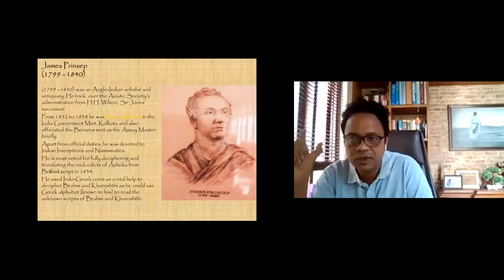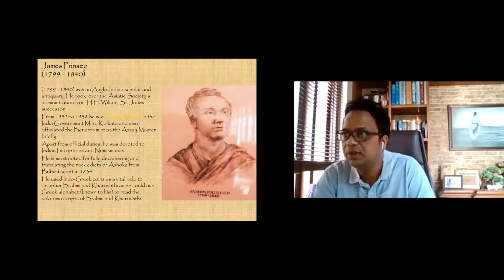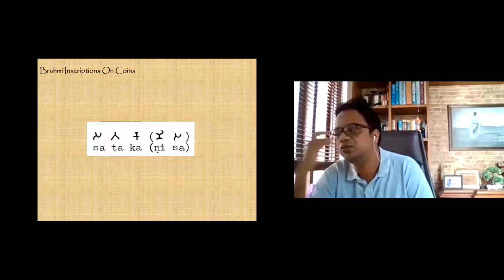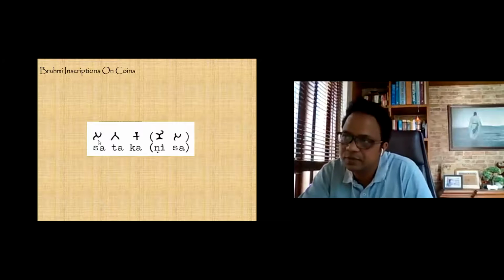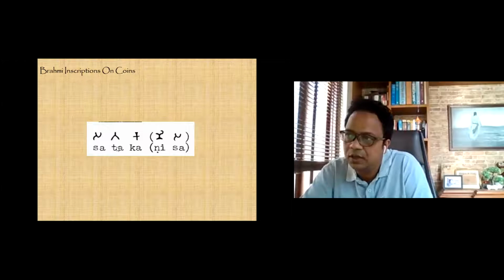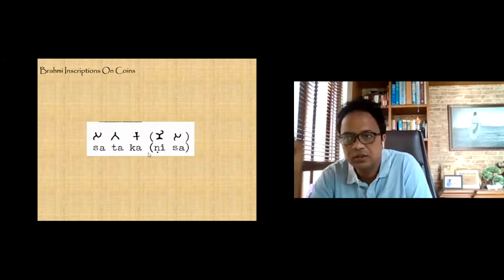The cracking of that script was done by this person called James Prinsep of the East India Company. He was able to decipher it, and then people were able to start reading it. So try to see if you can learn it right away. This is a sa, which is like a U with a tail. This is the ta, which is like a reverse Y. This is the ka, which is like a sword. This is the ni, and again a sa. So can you see the sa and sa is the same? So U with the tail is a sa. Sa, ta, ka, ni, name of the king. Sa, ta, ka, ra, ni, sa.